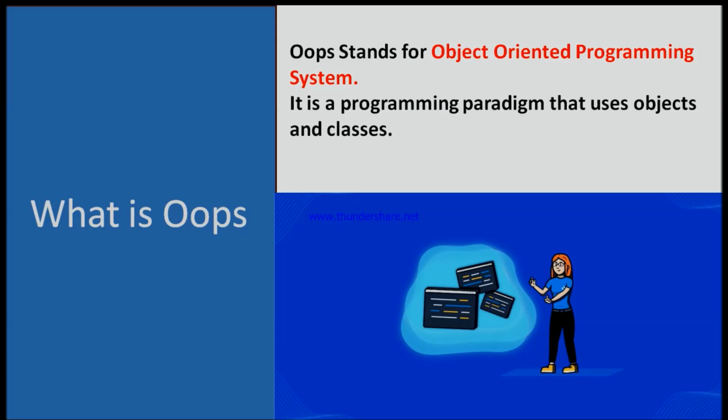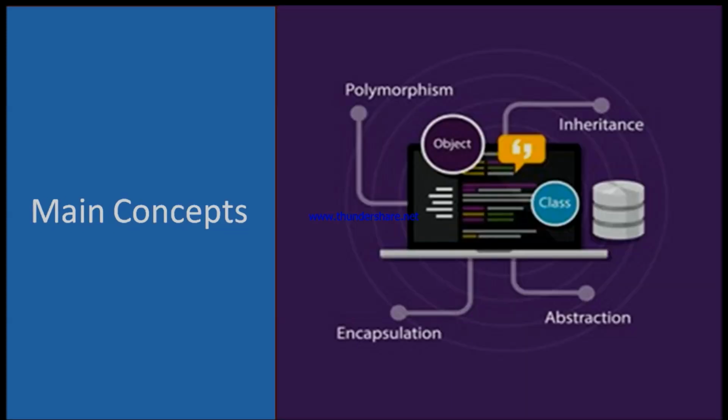Now we will see what is OOPS. OOPS stands for Object-Oriented Programming System. It is a paradigm that uses objects and classes. Now we will see what are the main concepts of OOPS: class, object, inheritance, encapsulation, polymorphism, and abstraction.